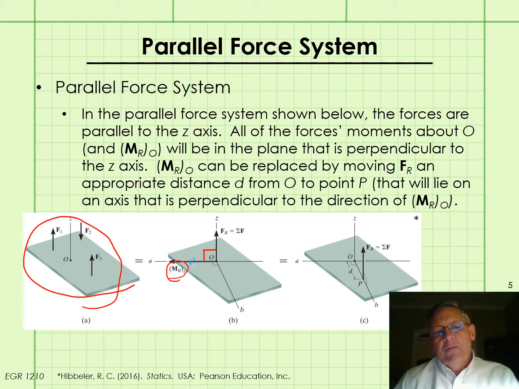Now, similar to the coplanar force system, we can account for that resultant moment by moving F sub r in figure C here the appropriate distance d, along a line that is perpendicular to the axis that M sub r was acting about, such that F sub r times d is equivalent to the resultant moment.